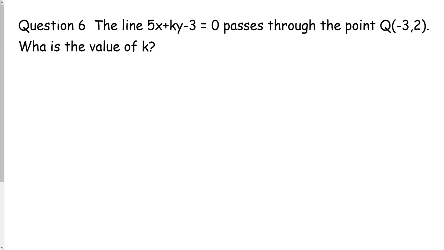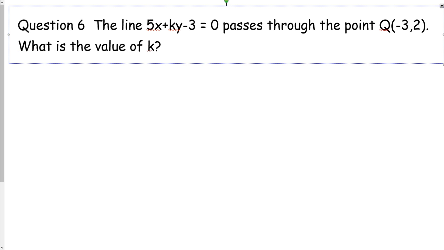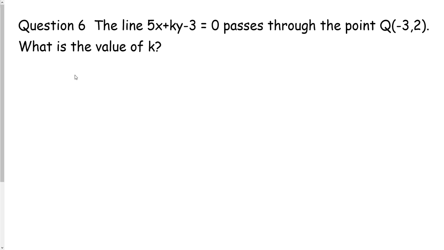The other question I was asked about was number 6. For that question, I'm just going to start you off on it. I'm not going to do the whole thing, but I'll give you a hint. You're given an equation and you're being told that there's a point, Q (negative 3, 2), that passes through that line. And the question is, what is the value of k?